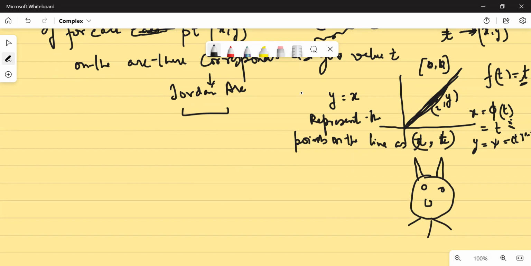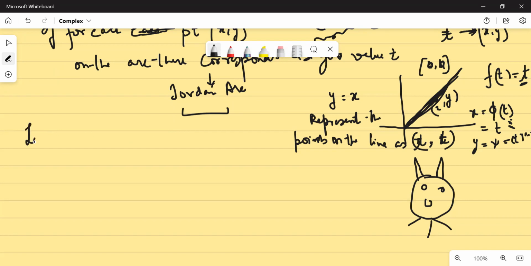ठीक है, so Jordan arc क्या होता है? Jordan arc is some arc where all the points can be represented in terms of parameters and those parameters are continuous functions. So I hope समझ में आ रहा होगा यहाँ तक, ठीक है.